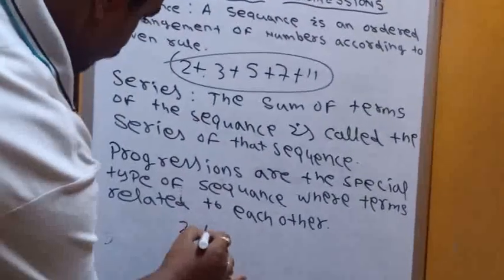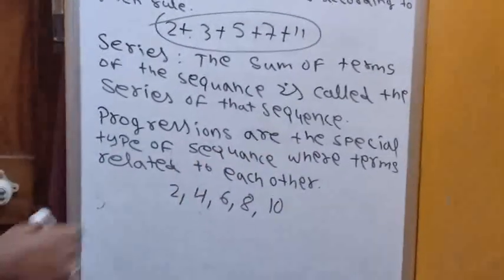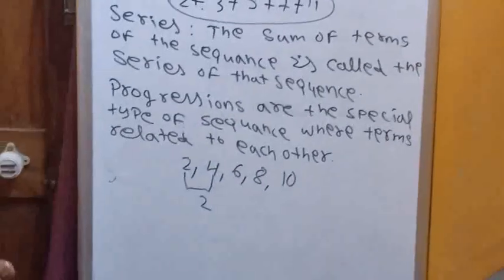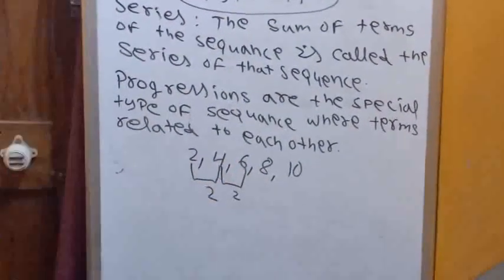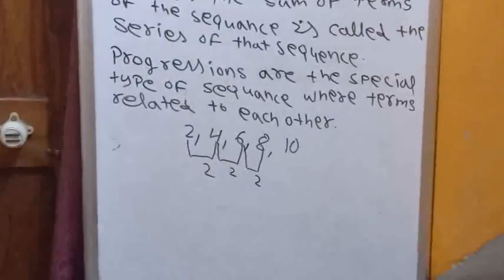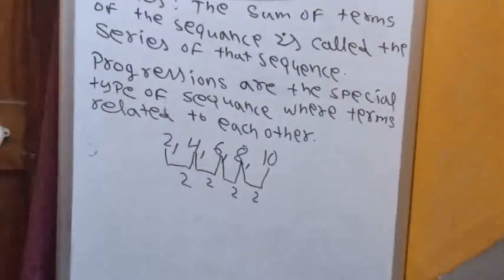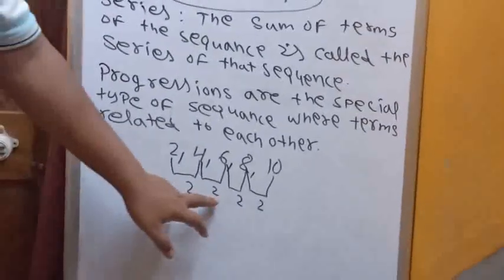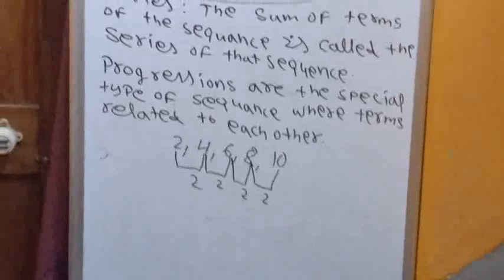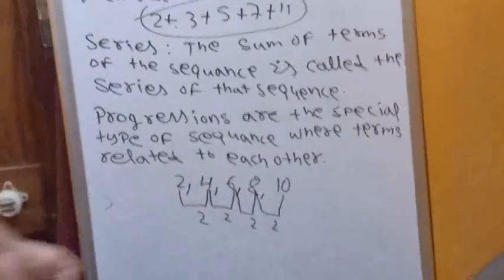But I can say 2, 4, 6, 8, 10. This is the even number sequence, and these terms are related. When I add 2 to the first term, I get 4, the second term. When I add 2 to the second term, I get 6, the third term. Adding 2 to the third term, I get 8 as the fourth term. Adding 2 to the fourth term, I get the fifth term. So when I add 2 to a term, I get the next term. Here terms are related, or you can say the terms differ by 2.